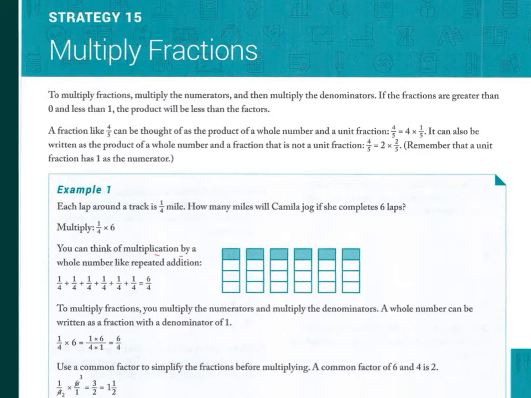Then you can multiply fractions. You multiply the numerator and multiply the denominator. A whole number can be written as a fraction with a denominator of 1. So it can be said 1 times 6 is 6 and 4 times 1 is 4. And that's how we get 6 over 4. Then we can use a common factor to simplify before multiplying.